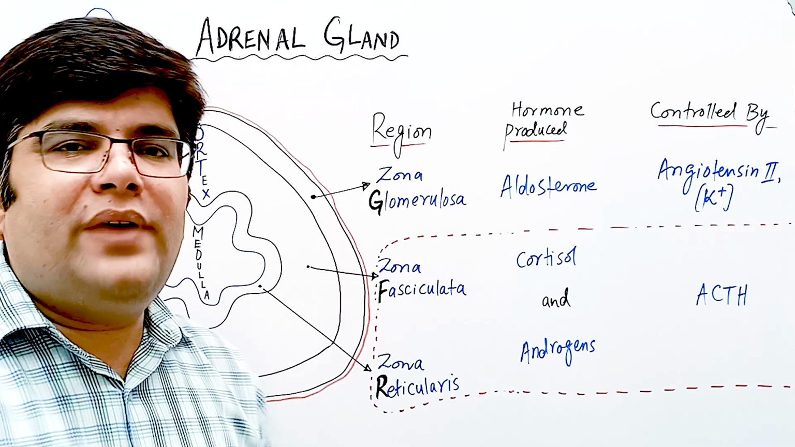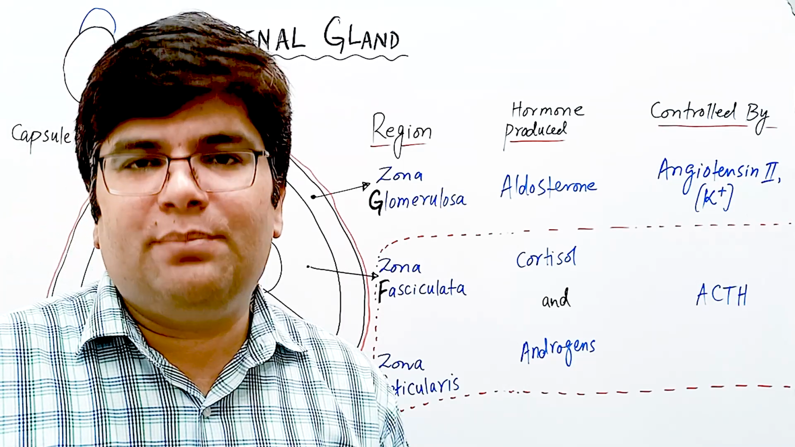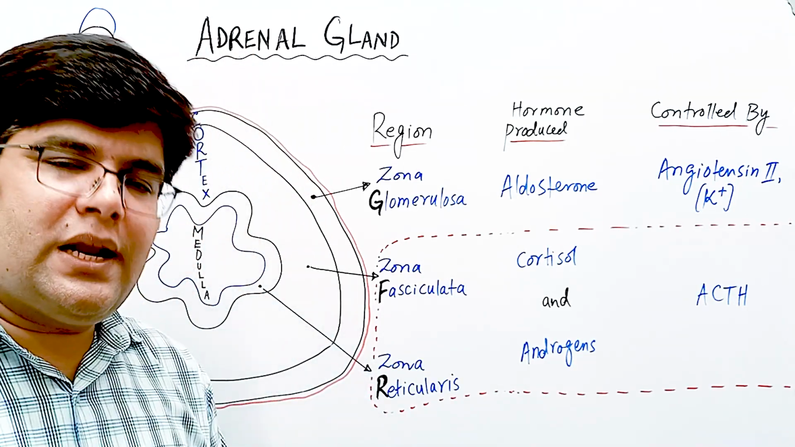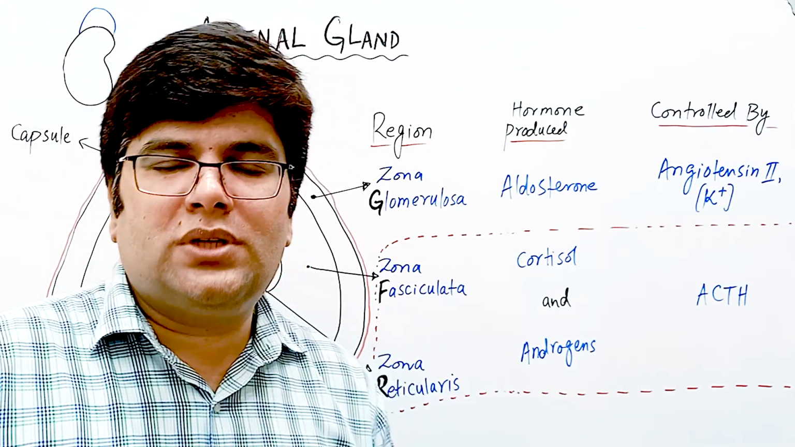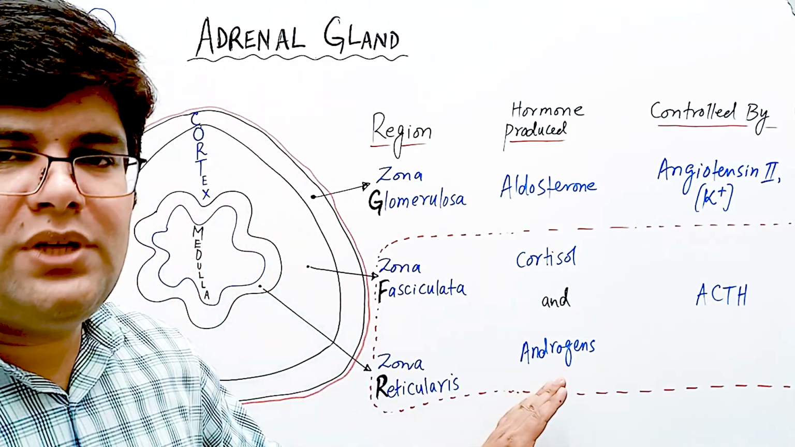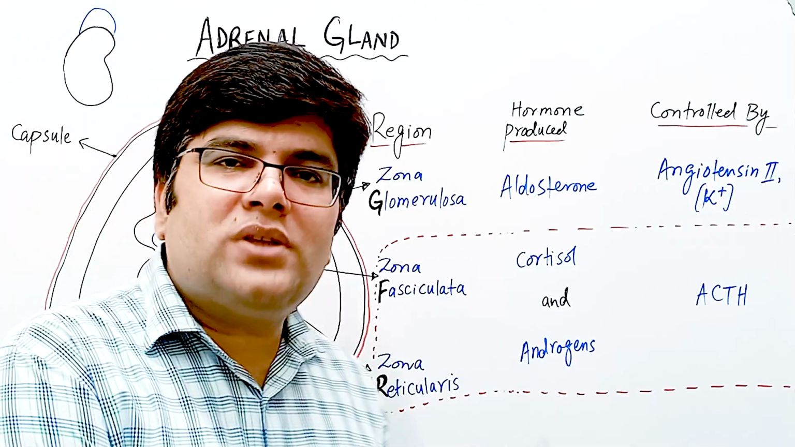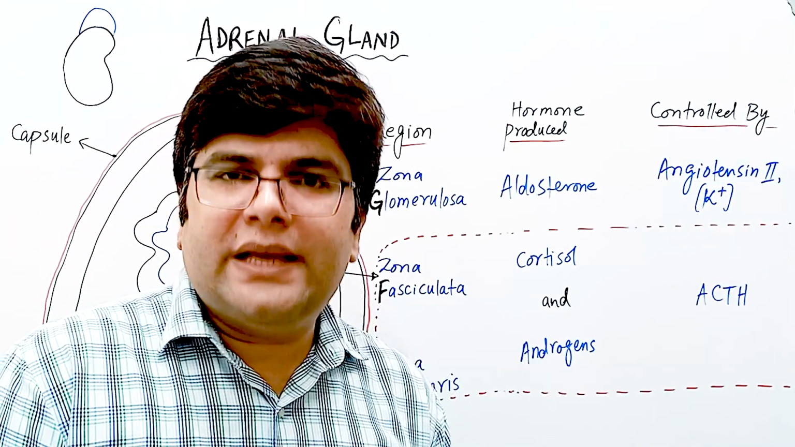But this hormone also affects the metabolism of proteins and lipids. And the androgens are called androgens because they have effects like male sex hormones. Although they are weaker androgens, they are called androgens because their effects are like male sex hormones.